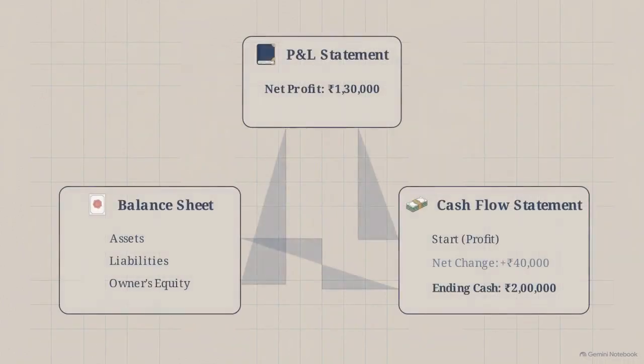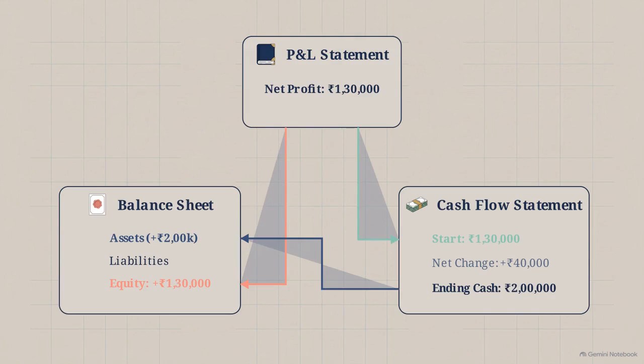This geometric diagram maps the final closed-loop system. We have the P&L, the balance sheet, and the cash flow statement as distinct nodes, ready to connect. First, the P&L's net profit of 1,030,000 rupees routes directly into the balance sheet, increasing the owner's equity. Simultaneously, the cash flow statement uses that exact same P&L profit number as its starting point to calculate actual liquidity. And the final connection, the cash flow statement's ending balance of 2 million rupees routes back into the asset section of the balance sheet from Part 1, fully completing the circuit.